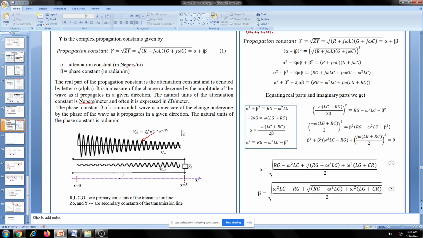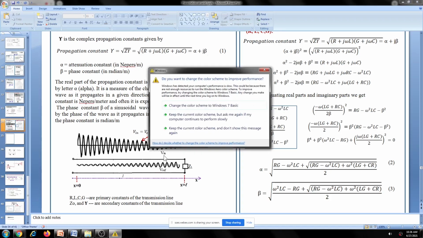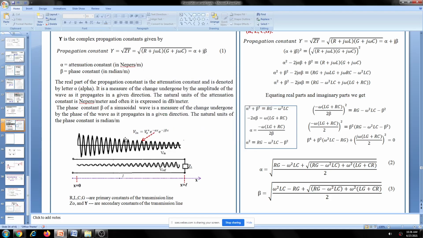So anyway, what does it say? Alpha says how the amplitude of the signal changes as we move in the forward or backward direction. For example, if you move in the forward direction, the amplitude is decreasing here. At what rate it decreases is given by this alpha. Per unit length, how much decrease is there.